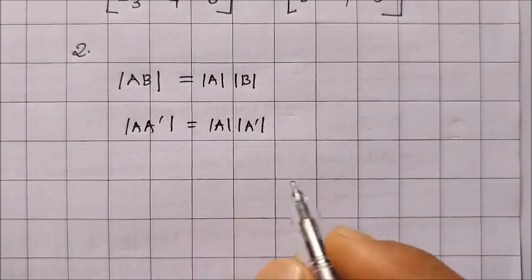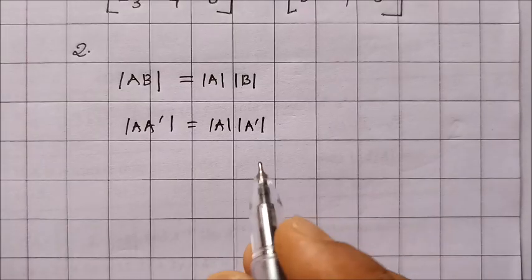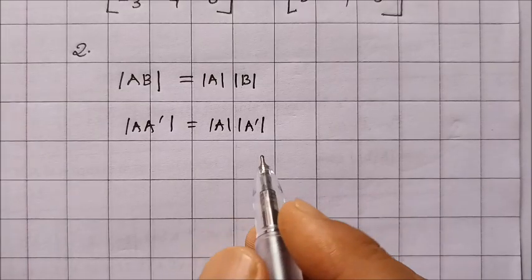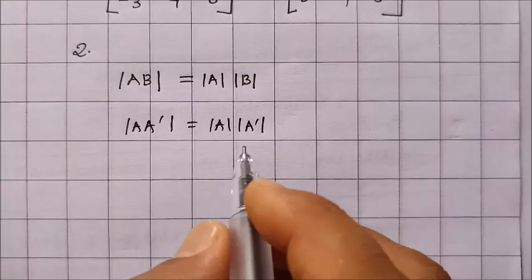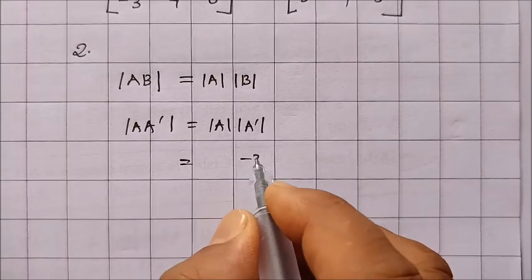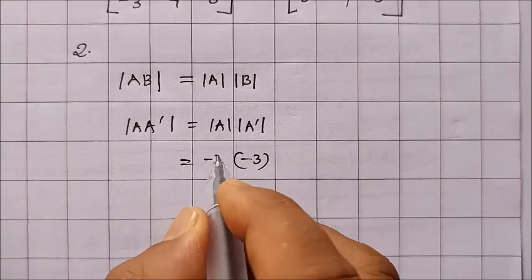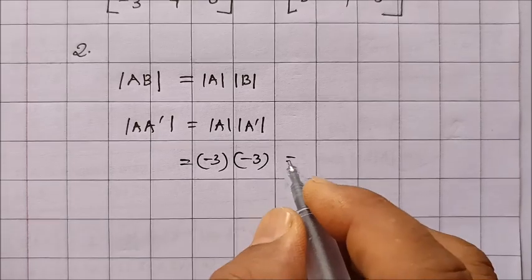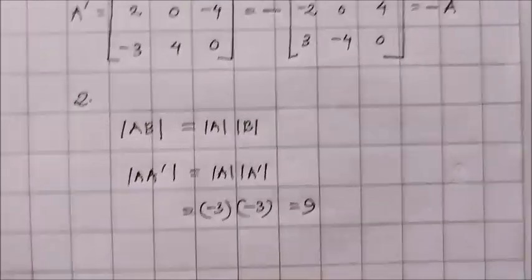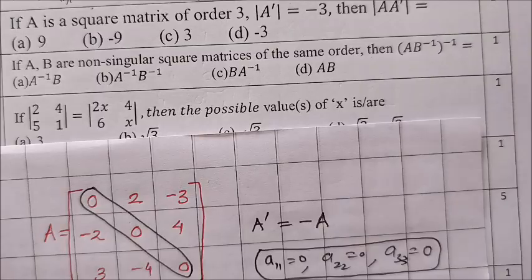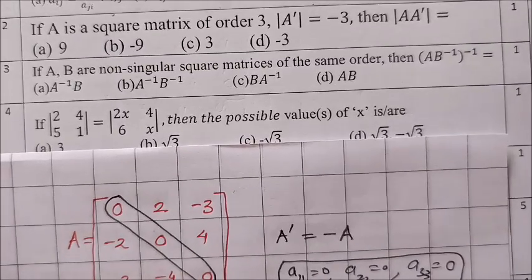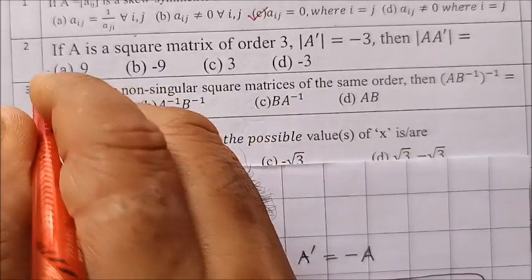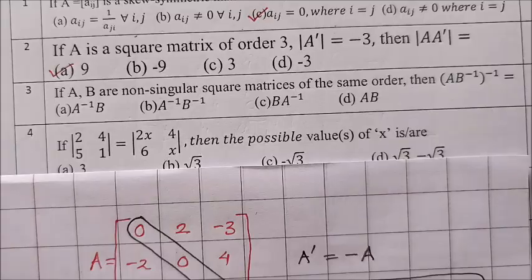Now we know that the determinant of a matrix and its transpose are same. So therefore, in this case, if this value is minus 3, this value will also be minus 3 only, because determinant of a matrix and its transpose is always same. So this answer comes out to be 9. So the correct option for question number 2 is our answer A.